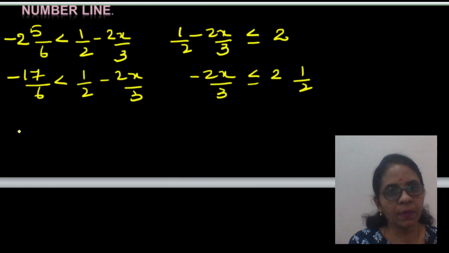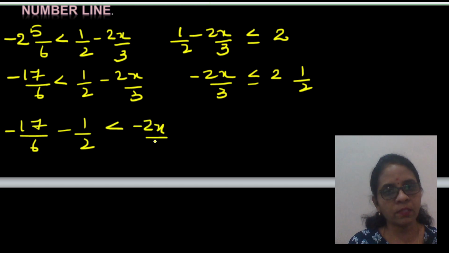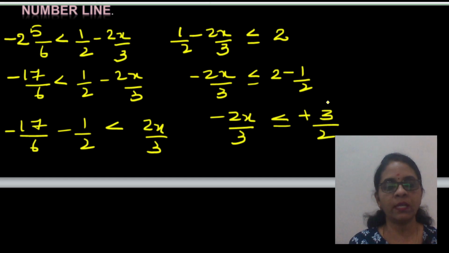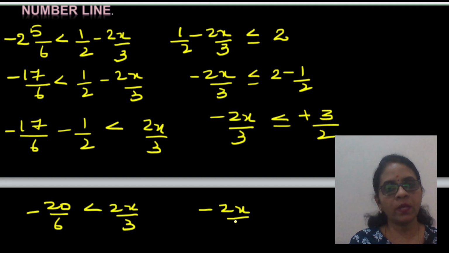So, -17/6 - 1/2 < -2x/3, and -2x/3 ≤ 2 - 1/2, which is 3/2. -17/6 - 1/2 is -20/6. So, -20/6 < -2x/3, and -2x/3 ≤ 3/2.